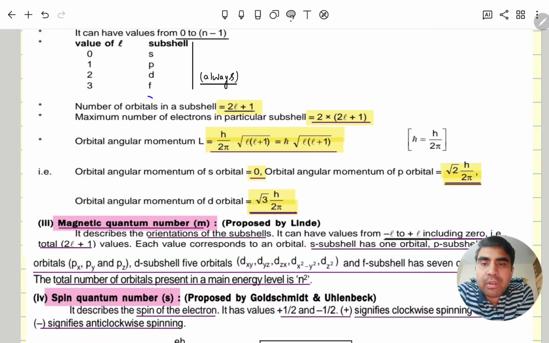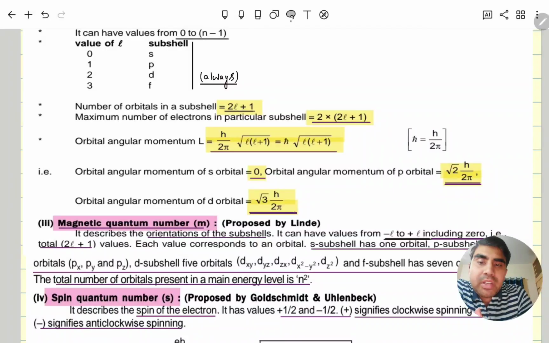So the number of orbitals in a subshell, how many? 2l plus 1. In each orbital, how many electrons? 2. So the maximum number of electrons present in any subshell is 2 into 2l plus 1. Clear? This is the maximum number of electrons present in a subshell. There we discussed that the maximum number of electrons present in a shell is 2n square.